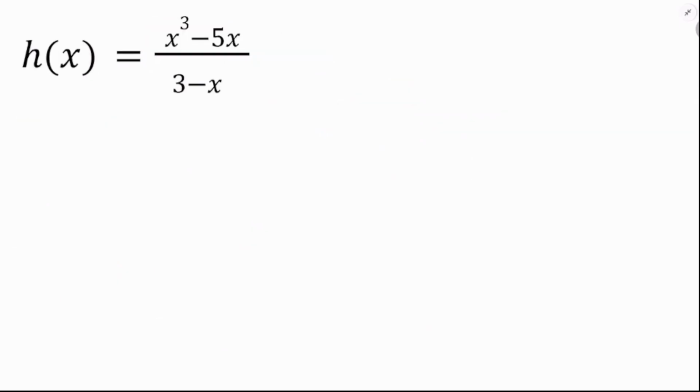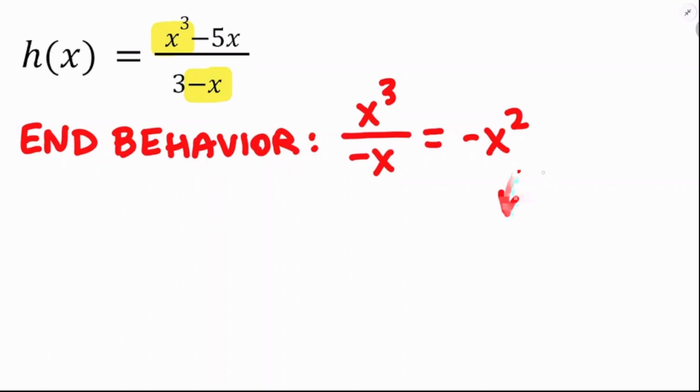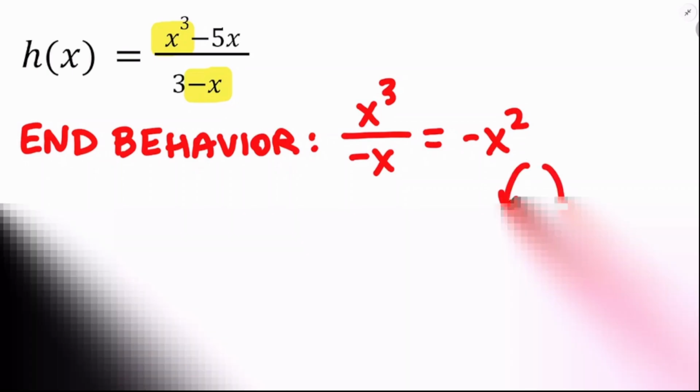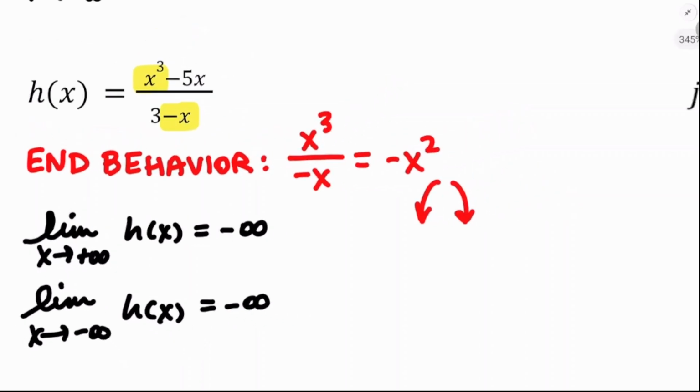All right, on this one, h of x equals x to the 3 minus 5x divided by 3 minus x. Okay, kind of the same thing. We're going to identify the biggest term on top and bottom. It's x to the third and negative x. So the end behavior is going to be determined by x to the third divided by negative x equals negative x squared. Okay, so that's a downward facing parabola, so both of the limits are going to be negative infinity. Okay, alright, so wait, no, there's one more of these.